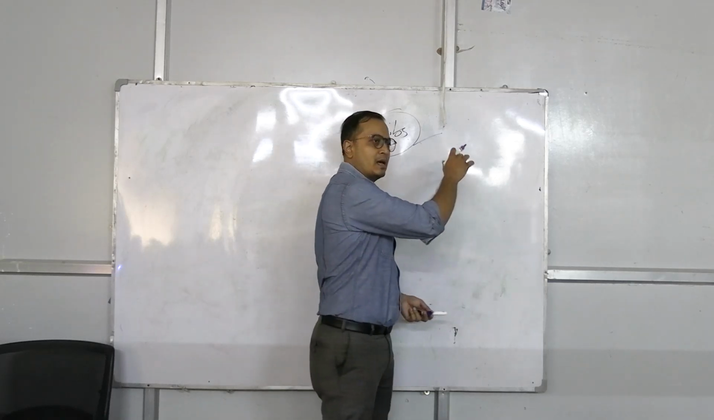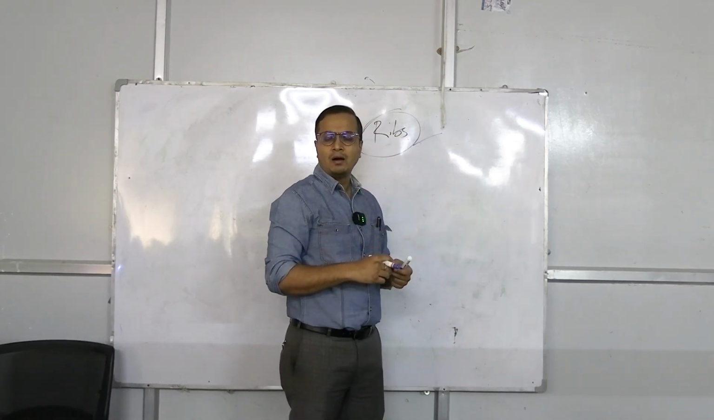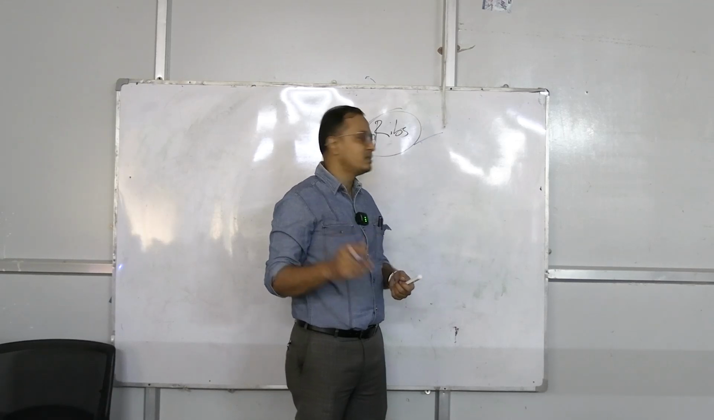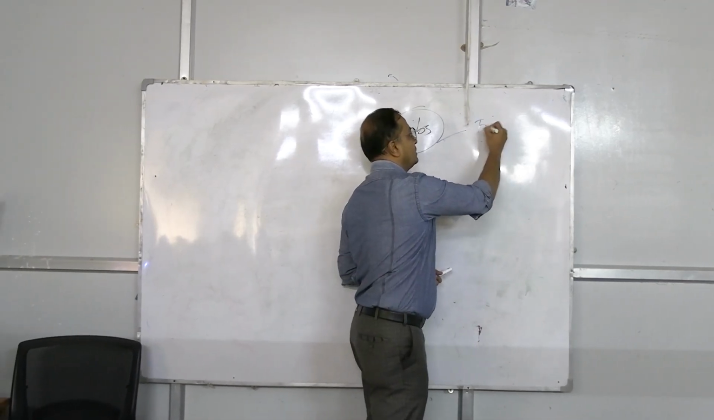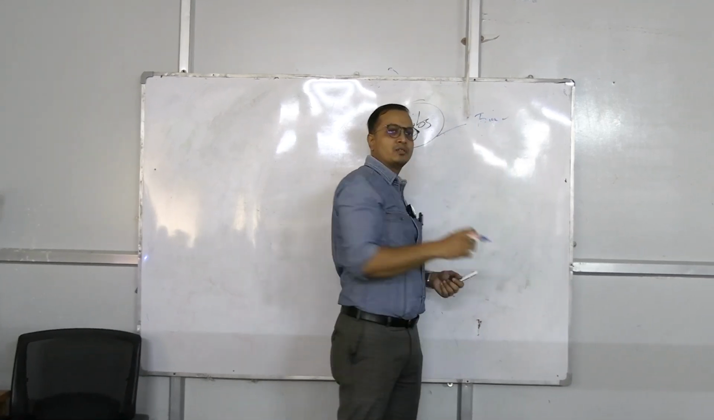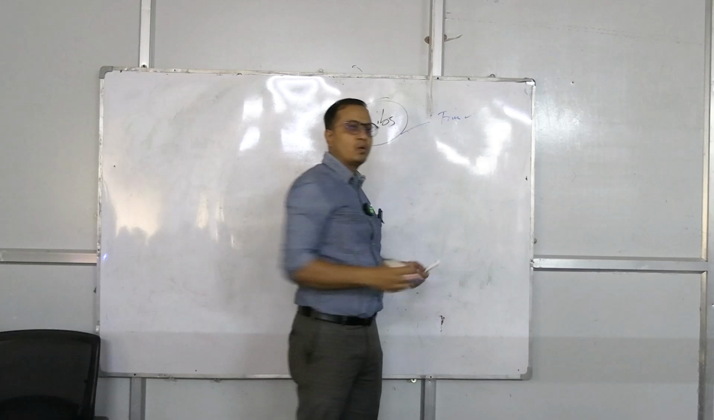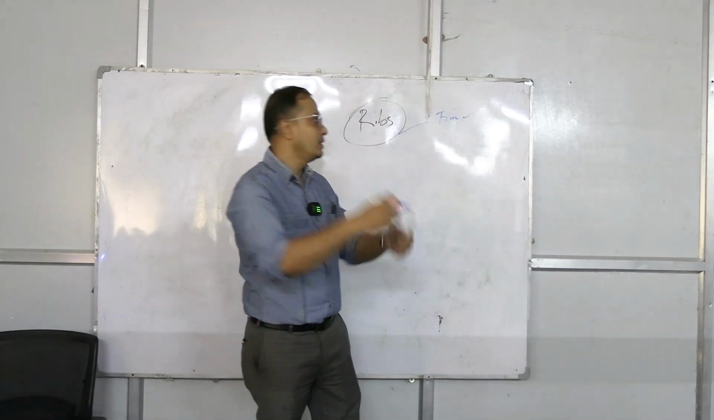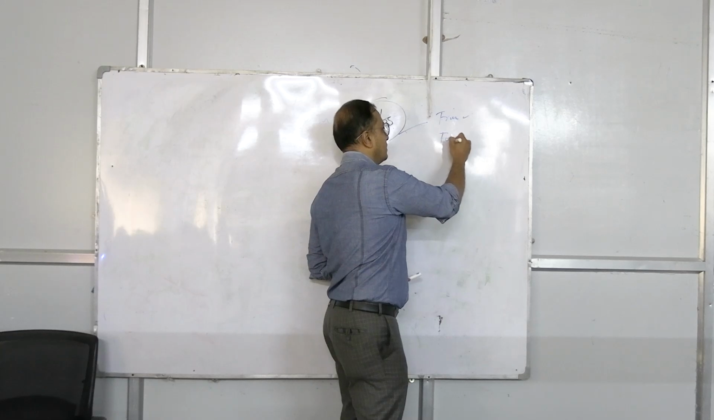Some of the ribs are attached directly with the sternum, some of them are joined together and then attached, and some of them are not attached at all. So we call these true ribs, which are directly attached to these particular facets in the sternum. Some of them join with the cartilage and then join to the sternum or the sides of the sternum. We call them false ribs.